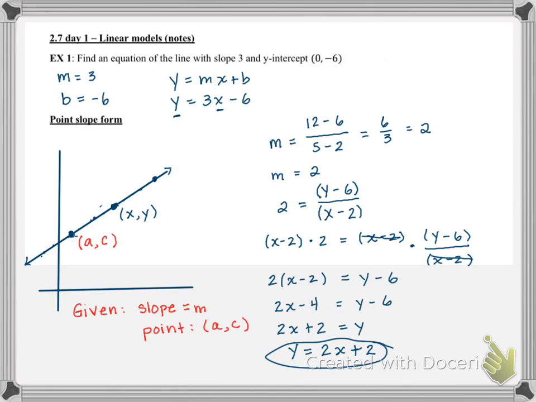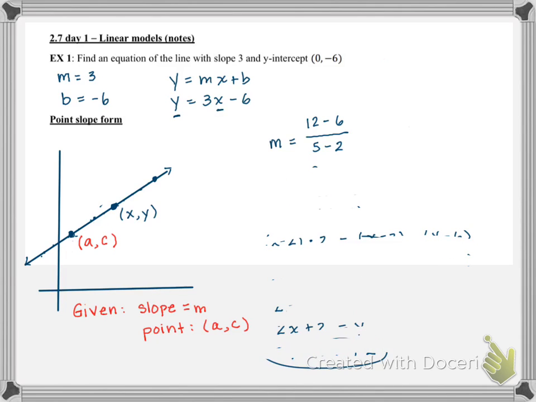So back up to the top to my slope formula. We're going to write the slope of the line that passes through those 2 points. So remember that slope is the change in y. So in this case, that is y minus c.